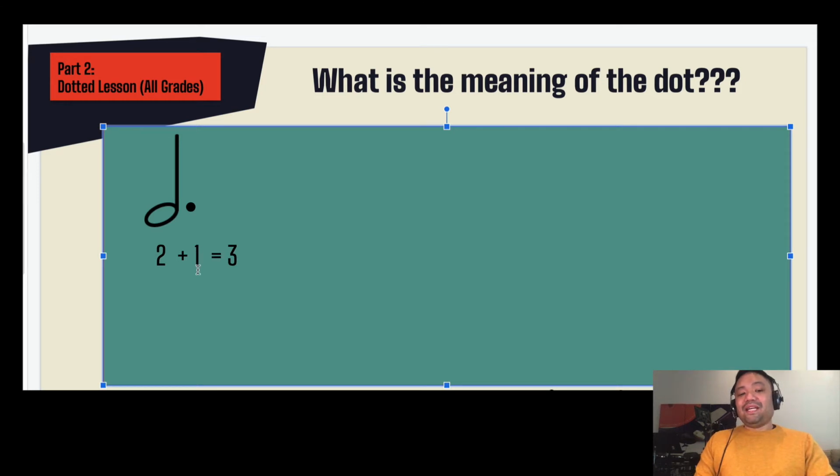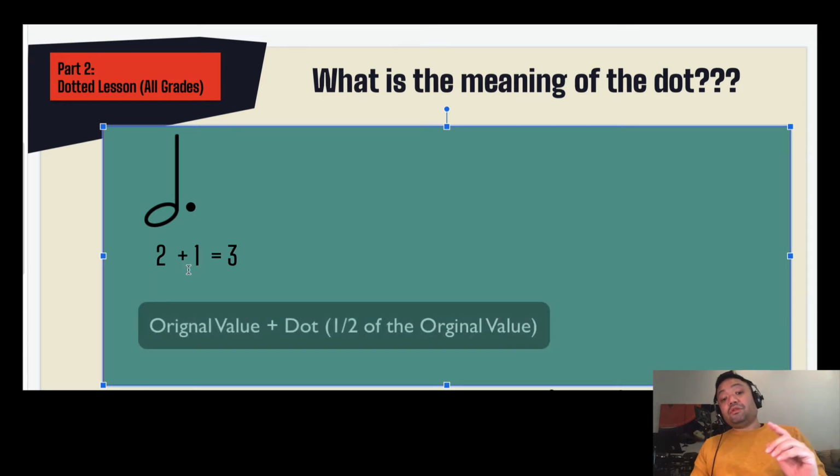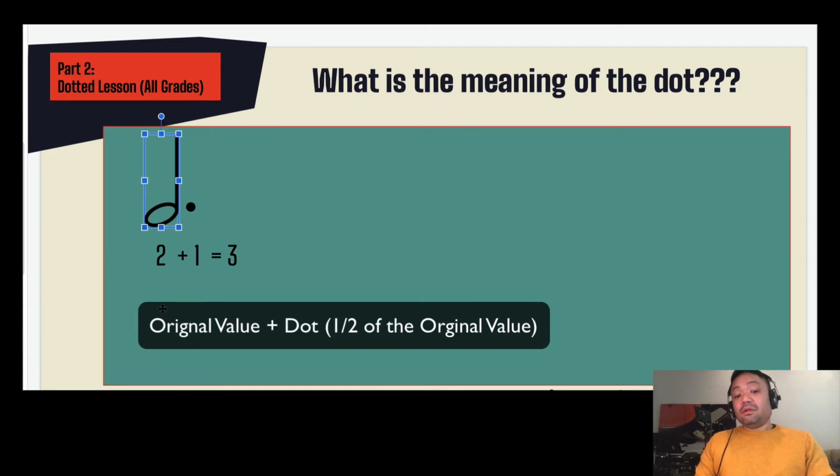But how do we get the number 1? Well, what you do is this. You take the original value of the original note, which is 2, and you add half of that, which is what the dot means. So 2 plus half of 2, which is 1, equals 3. Got it.